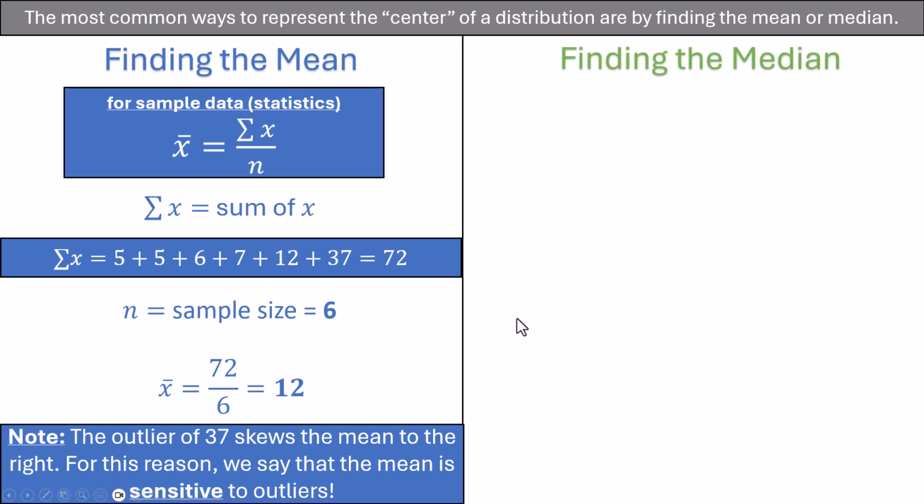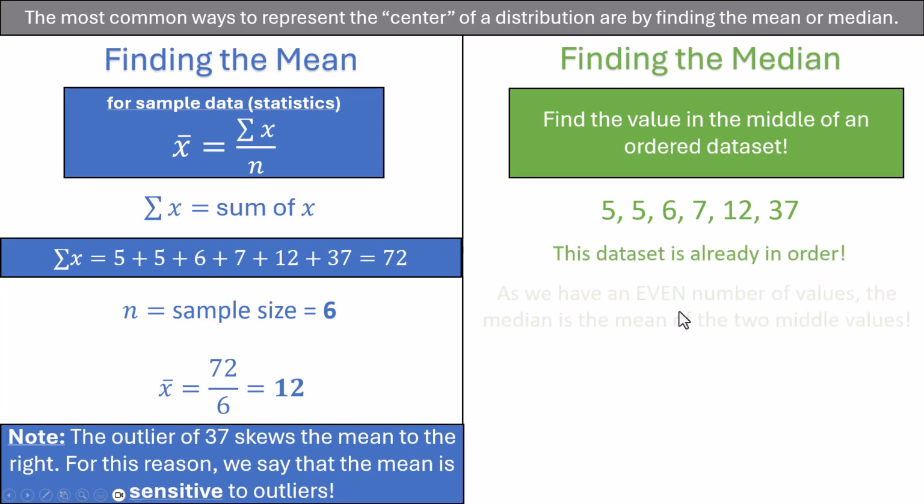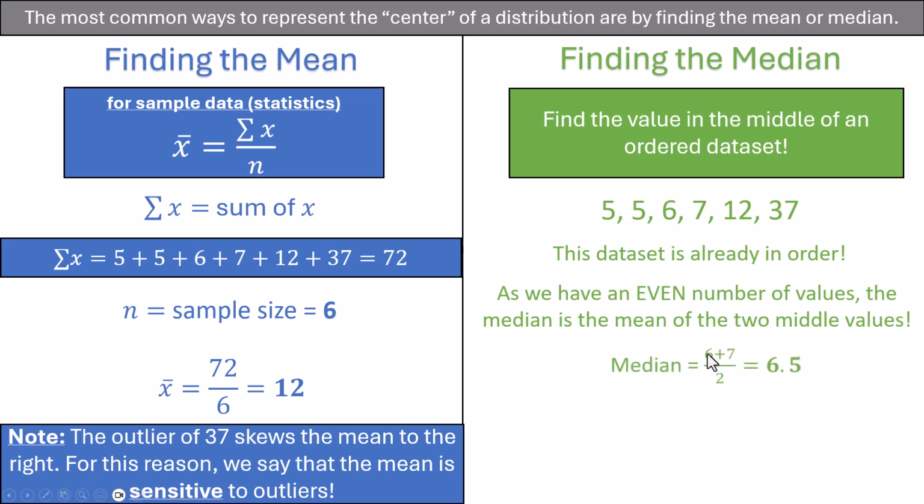Let's talk about the median. The median is the value in the middle of an ordered dataset. Here is the same dataset that we had on the left. This dataset is already in order. Since we have an even number of values, there's not really a single value in the middle. There's really two values in the middle, which are both 6 and 7. Therefore, to find the median, we can find the mean of the two middle values. The mean between 6 and 7 is 6 plus 7 over 2, which is equal to 6.5.